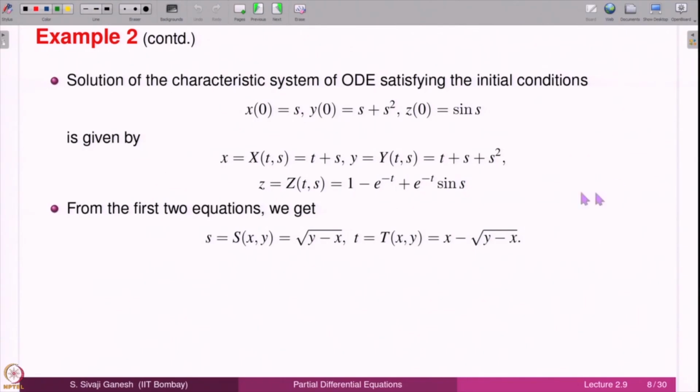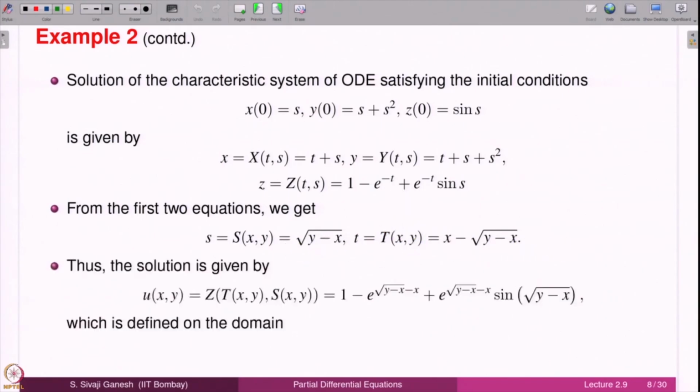So t plus s is actually x, therefore s square is equal to y minus x, therefore s equals root y minus x, because s is positive, that is why I am not taking minus. So root y minus x. Once you know s, t can be obtained from here: x minus root y minus x. So it is possible to get. And then substitute for t and s in this formula for z, you will get a solution. And now the question is, we have got the formula, what is the domain on which it is defined.